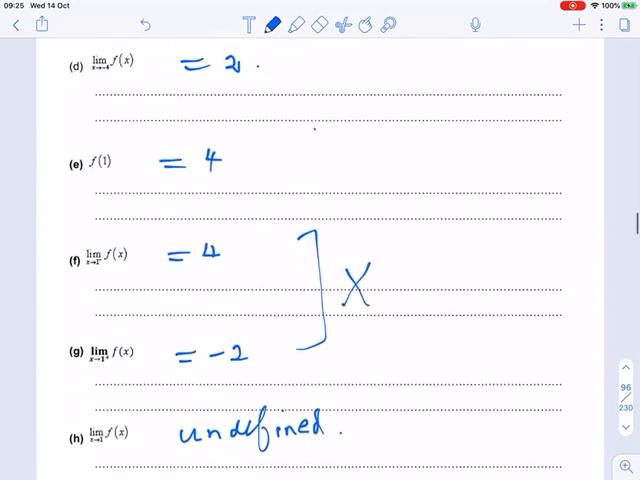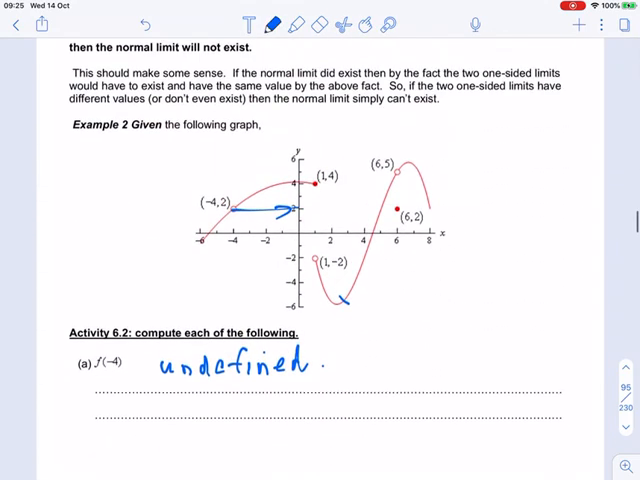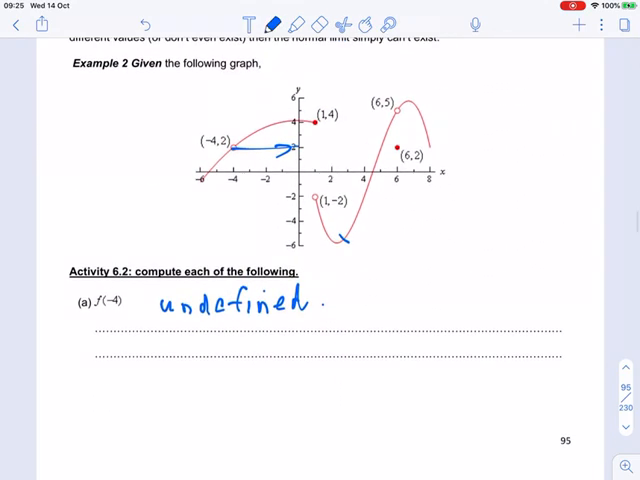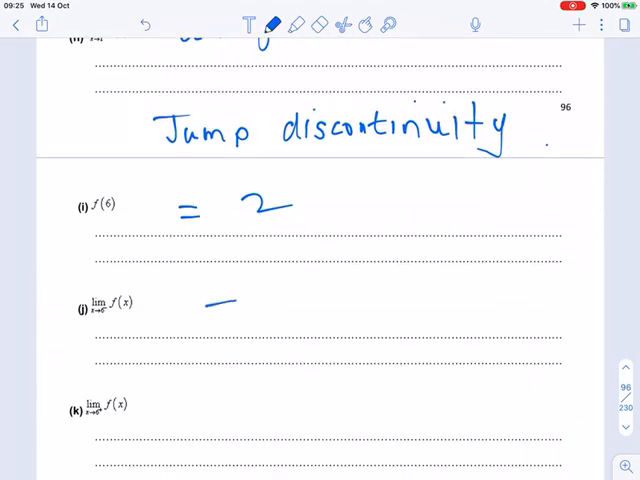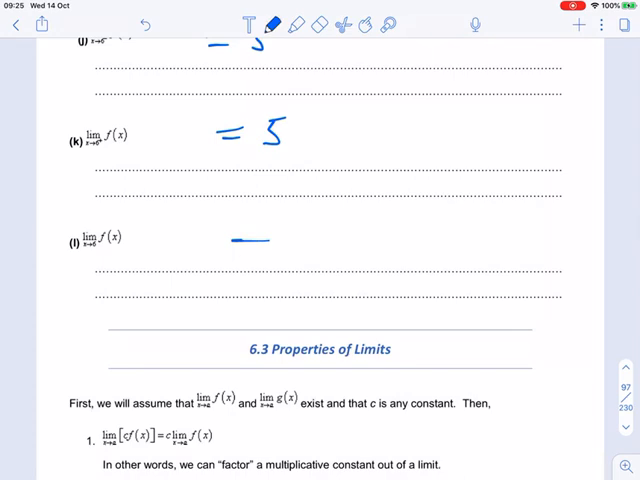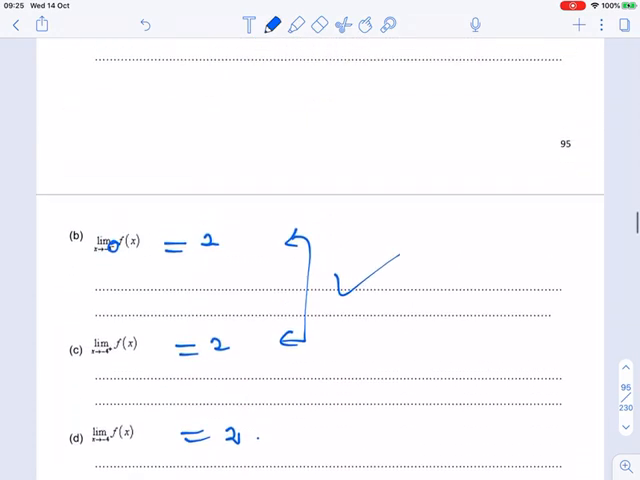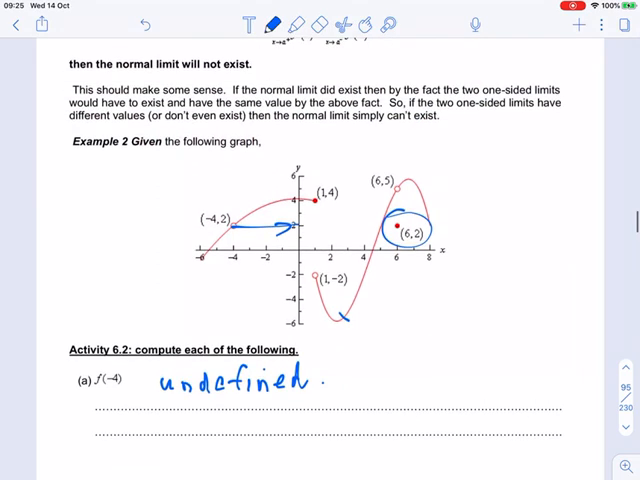So f of 6 is 2, we said. Please, I'm just emphasizing again the importance of understanding the concept of limits. So f of 6 is 2 because that is where the dot is. The left limit there is 5. The right limit there is 5. And therefore the limit there is 5. But we have a value of the function there, which is 2.